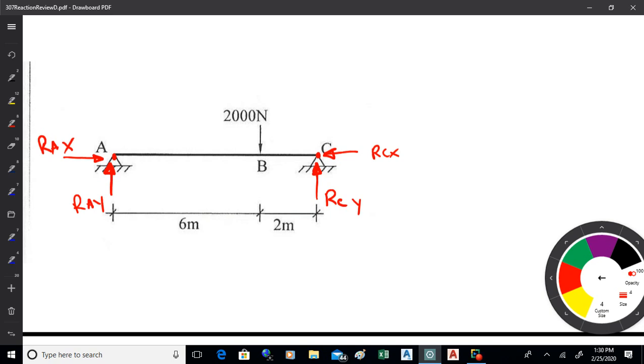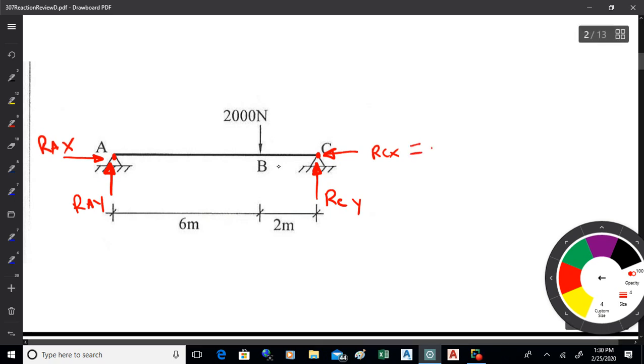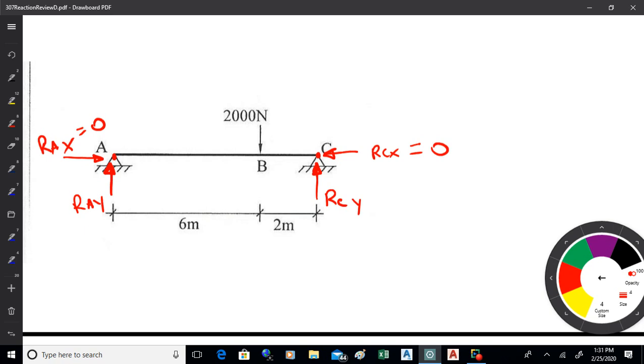But I can tell the only applied force is down. So even though I've got RAX and RCX, they're going to be zero. They're not going to count for anything because I'm not applying any force in the X direction. So they're not going to do anything. So I can really focus more on RAY and RCY. All right? And I might even just call them RA and RC if I wanted to, because I know they only act in the Y direction. All right? Good?